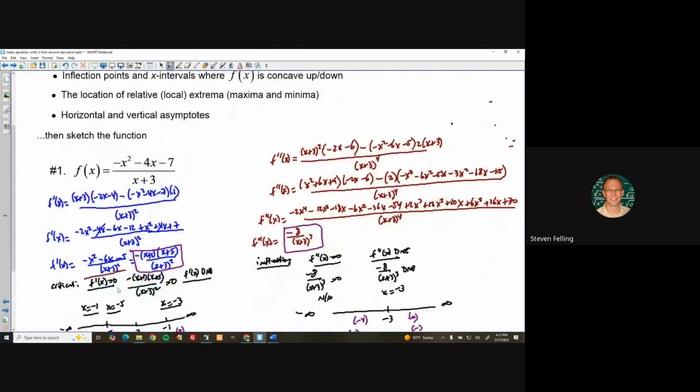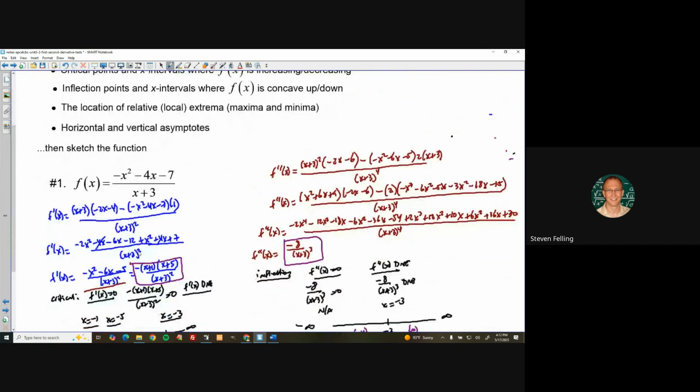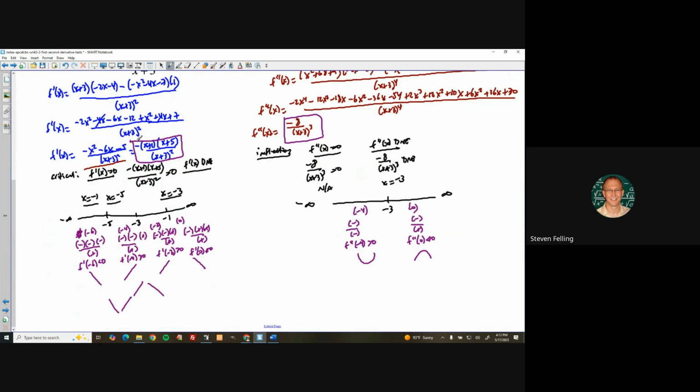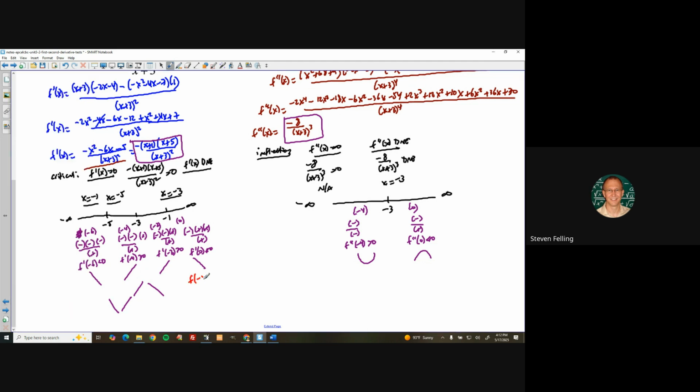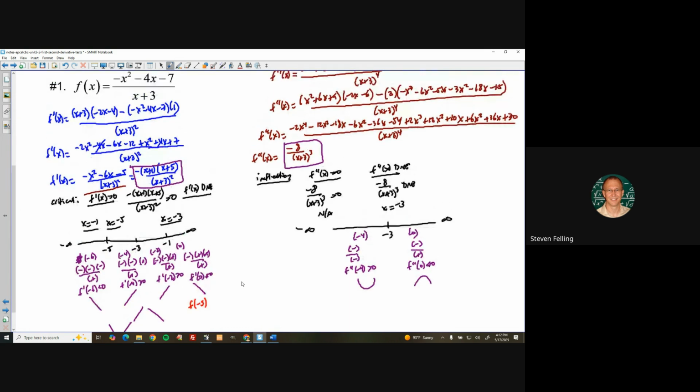Okay. Do we have any local maximums or local minimums? Well, here, where this -5 is sitting at the bottom of a valley, so that is a local minimum. Let's actually figure out what the y-coordinate is at that location. So use a different thing. What would f of -5 be? So I need the original function here. If I plug -5 in here, there's no calculator for this, -5 squared minus 4 times -5 minus 7 over -5 plus 3.